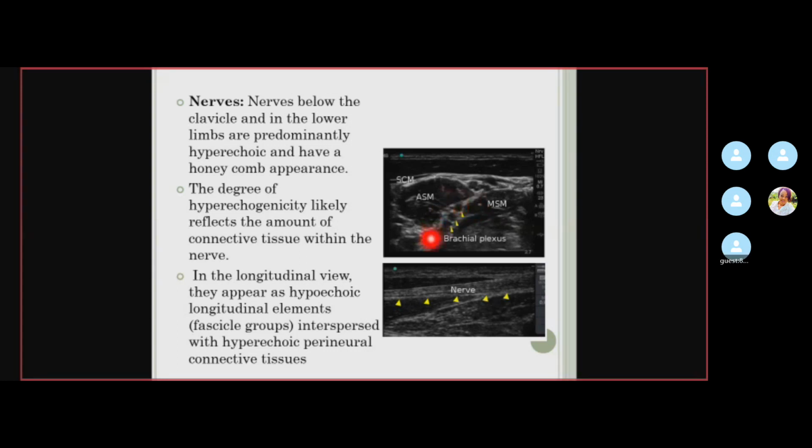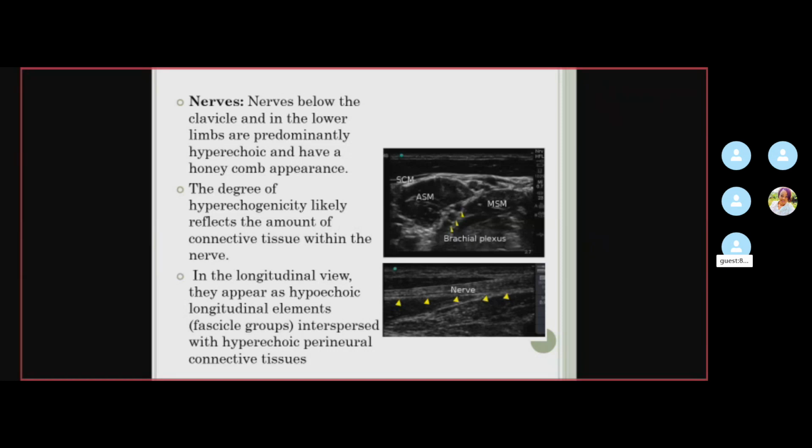Here you can see the brachial plexus. We can see, madam, but please come again. Sorry. Please come again. I didn't really get you well. Okay, okay.